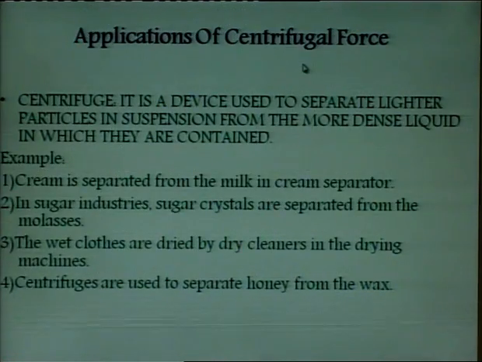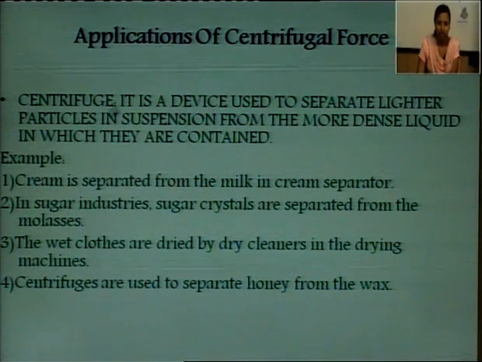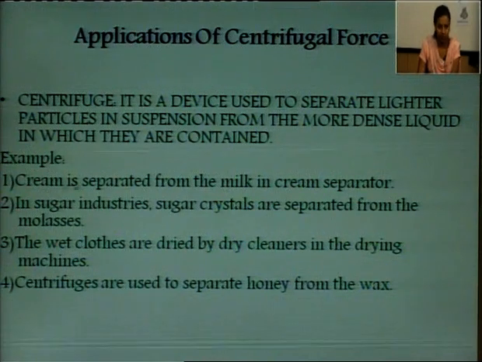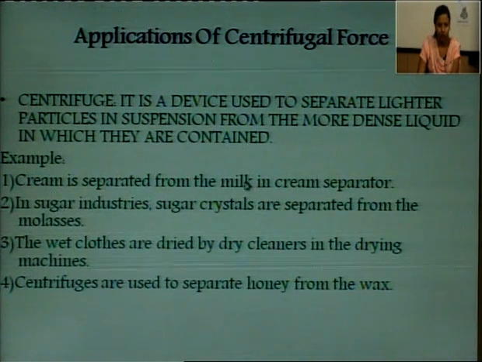These are very important applications of the centrifugal force. A centrifuge is a device which is used to separate light particles from the denser liquid in which they are contained. For example, cream is separated from milk in the cream separator with the help of centrifugal force, because cream is light and milk is heavy. The heavier thing moves towards the center, while the lighter one moves away from the circle.